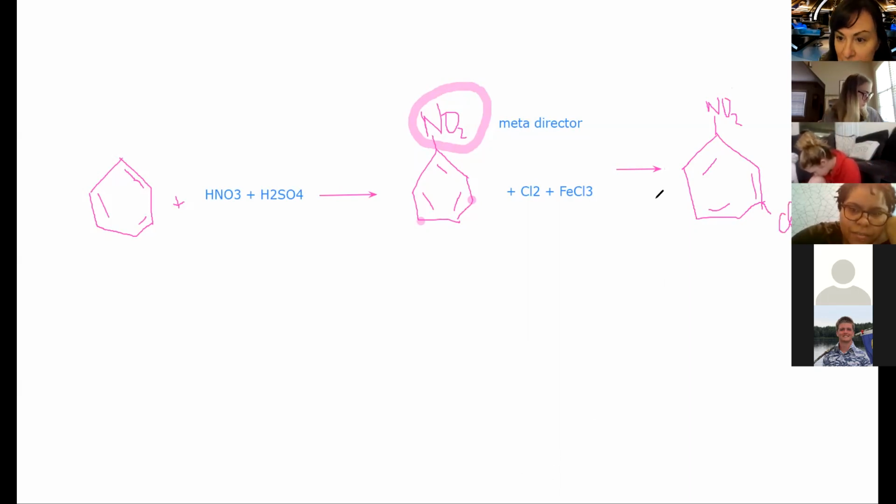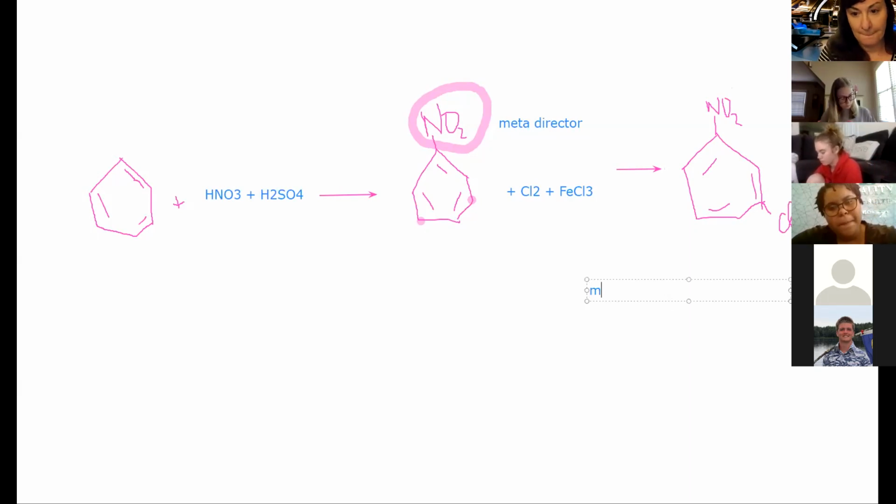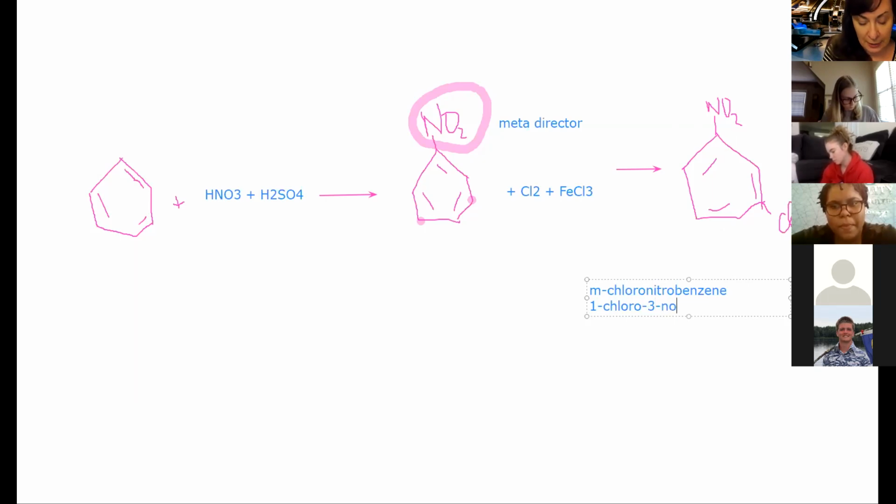So what would be the name of this compound that we have here? Help me write down the name. 1-chloro-3-nitrobenzene. Or we could use ortho-meta-para nomenclature, right? Which would simplify our lives a little bit. So that would be meta-chloronitrobenzene. And if we want to use numbers, that would be 1-chloro-3-nitrobenzene.